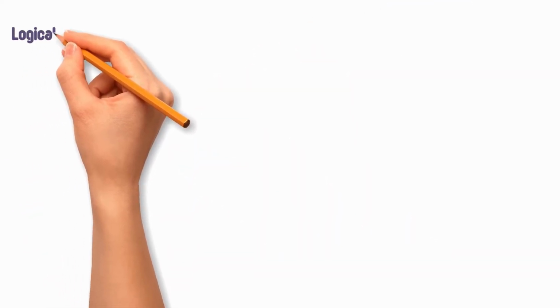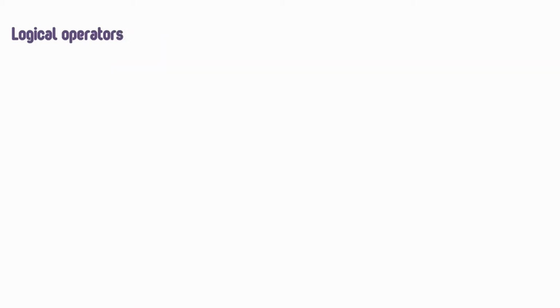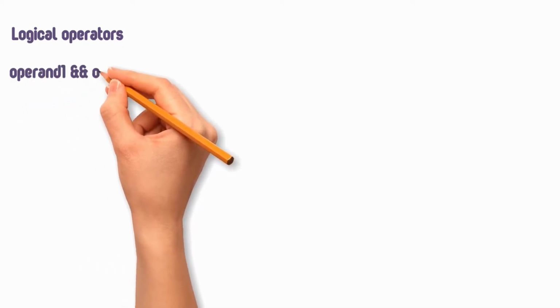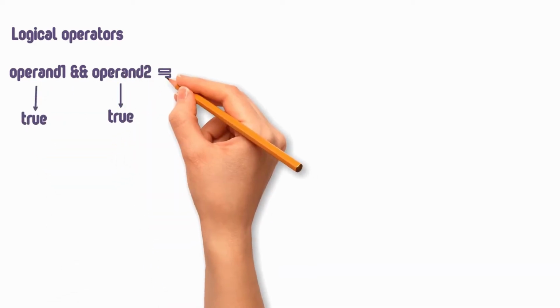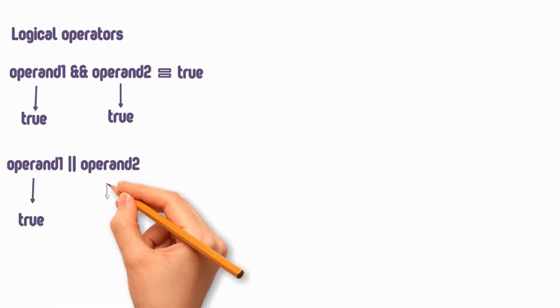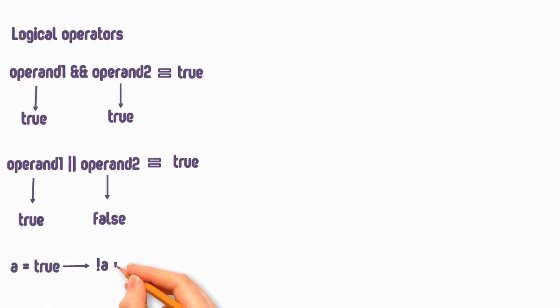The logical operators basically determine the logic between two variables or values. We have three types of operators. The first one is logical AND, which returns true if both operands are true. Logical OR, which returns true if either of the operands is true. And we have logical NOT, which reverses the result. So if the result is true, it's going to give us false, and if the result is false, it's going to give us true.